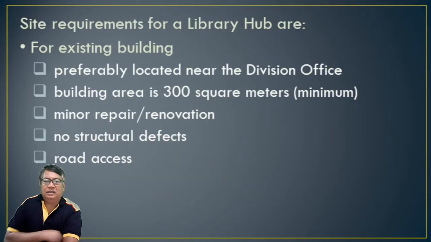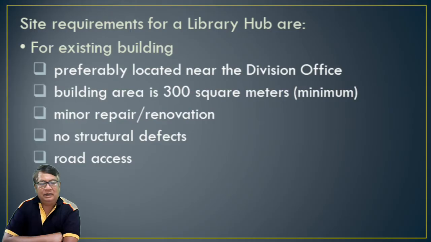Okay, site requirements for a library hub. Okay, for an existing building, if we have an available building and then we just plan to renovate it to make it a library hub, then we have these guidelines or requirements, no, preferably located near the division office. Okay, so for the DepEd, we have the different divisions. In our province, we have, I think, 3 divisions.